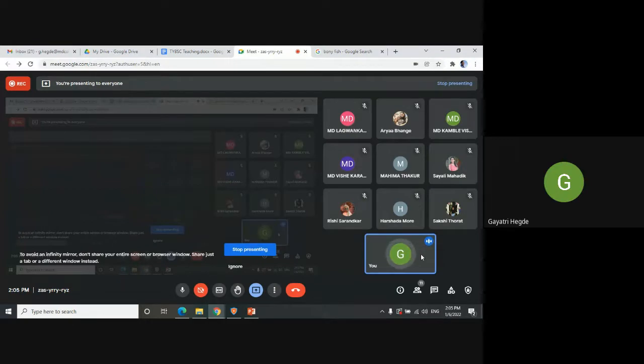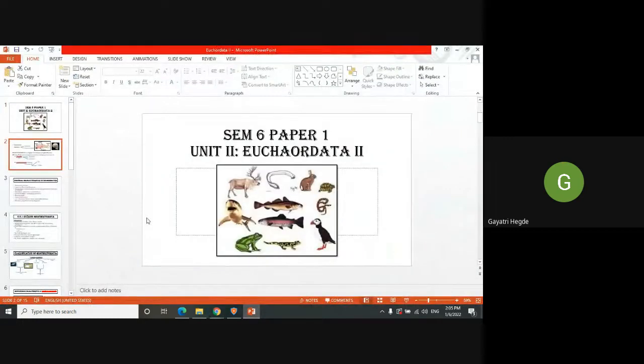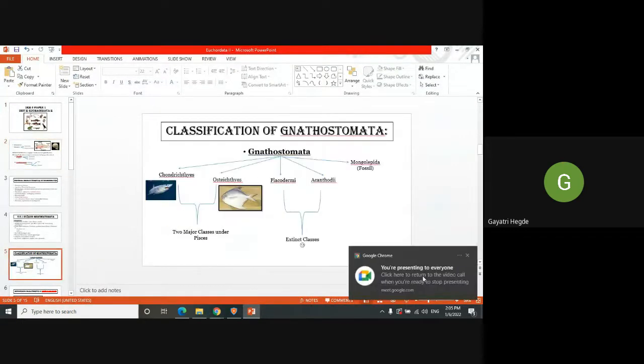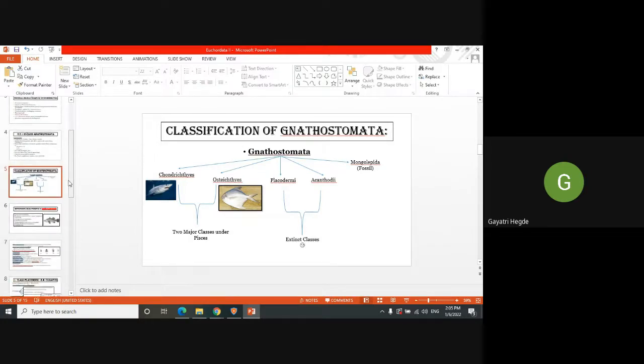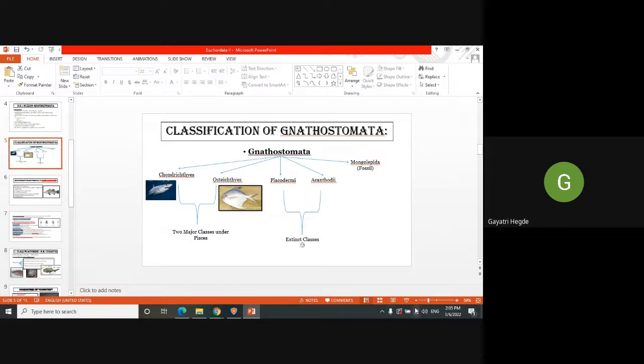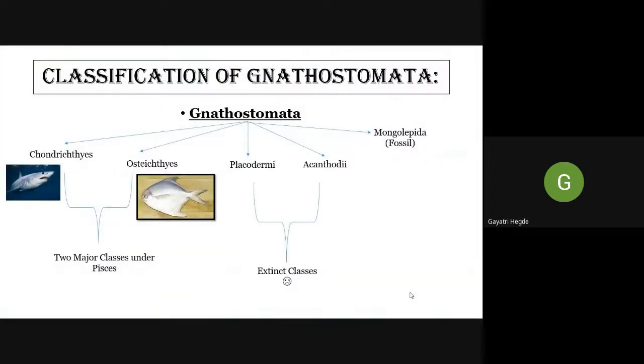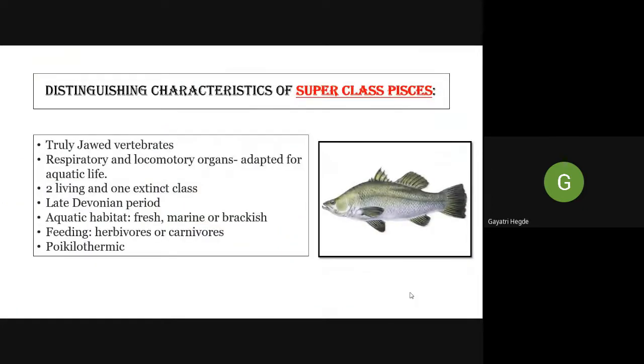Under superclass Pisces, I told you there are two classes which are living and one class which is extinct. So we covered the extinct class in the previous lecture. We will try to cover both living classes in today's lecture. These classes are somewhat easy to identify because you eat fishes belonging to these classes.